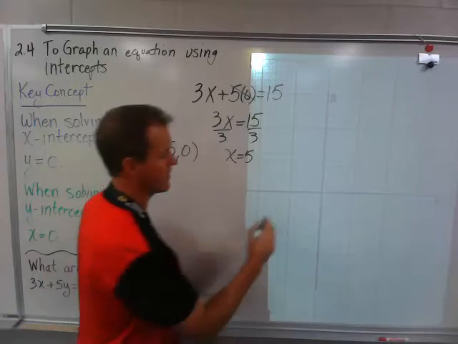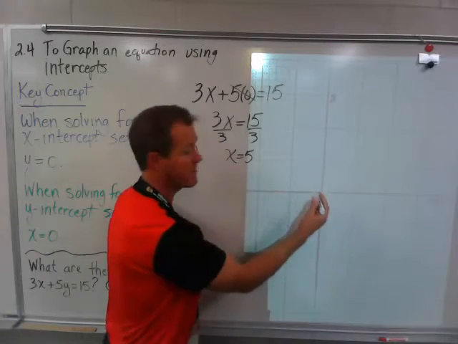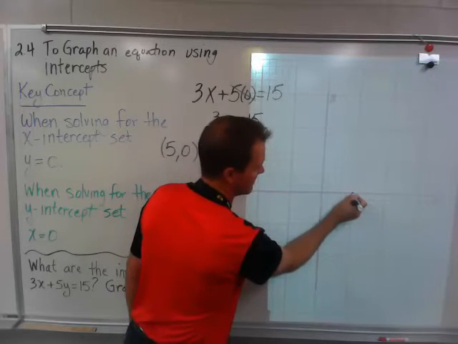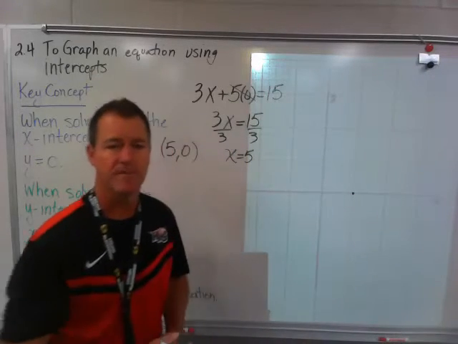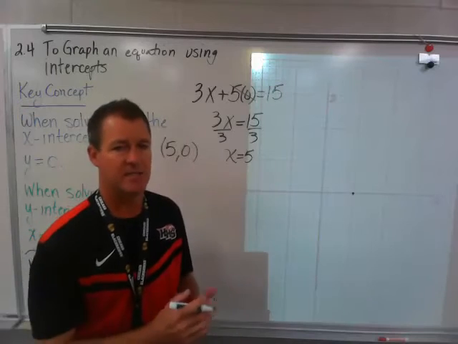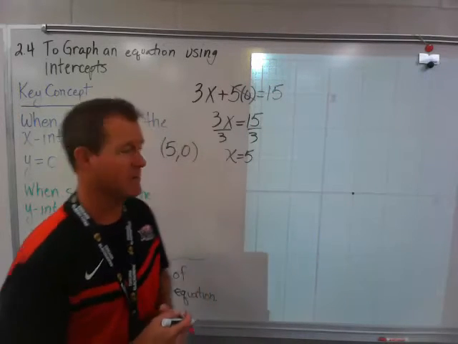So I can go over onto my graph from the origin, and I can count to the right 5 units, 1, 2, 3, 4, 5. And I can put my point. All right. So now, next step is let's find the y-intercept.